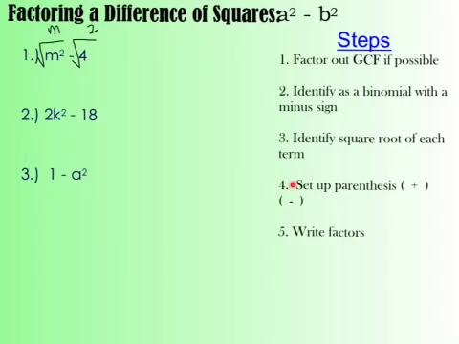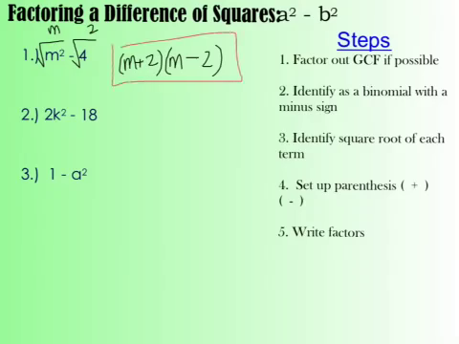Alright, step 4. Set up parentheses. We're always going to have 2 sets of parentheses for a difference of squares. One will be a plus in between, and one will be a minus in between. Step 5 is to write our factors. So our first term was m squared, and the square root was m. So our first term in each is going to be m, the square root of our first term. Our second term was 4, so our second term is going to be the square root of that, which was 2. So 2 and 2. So this is our answer here. And we just box it up.